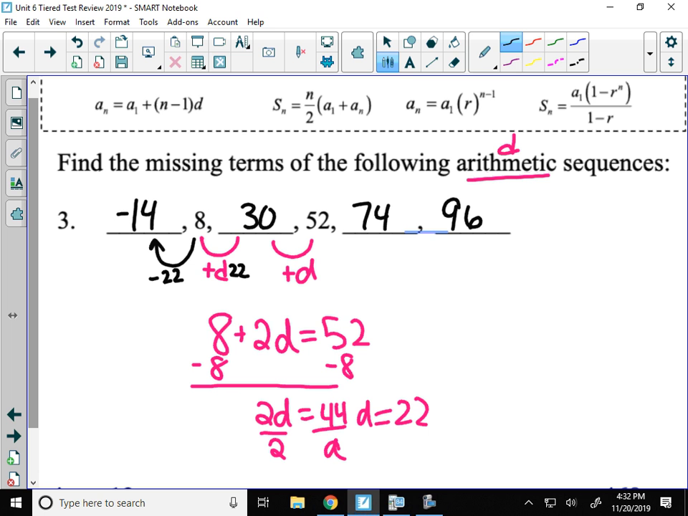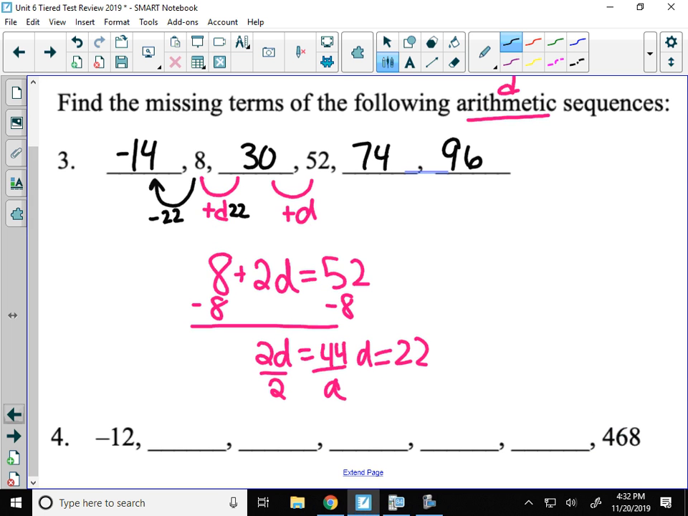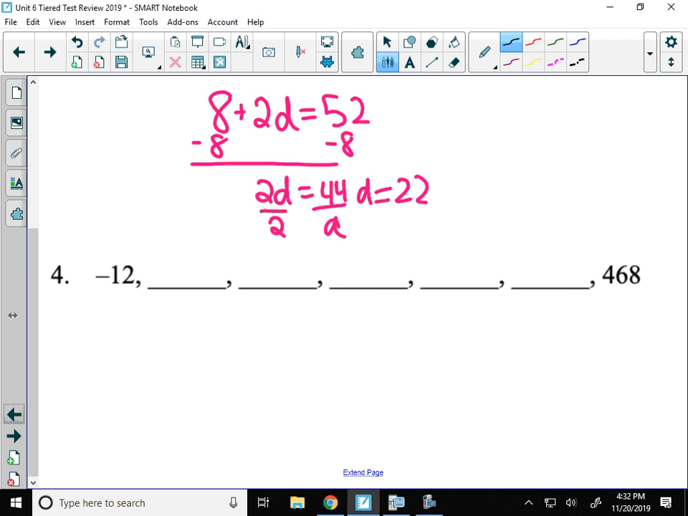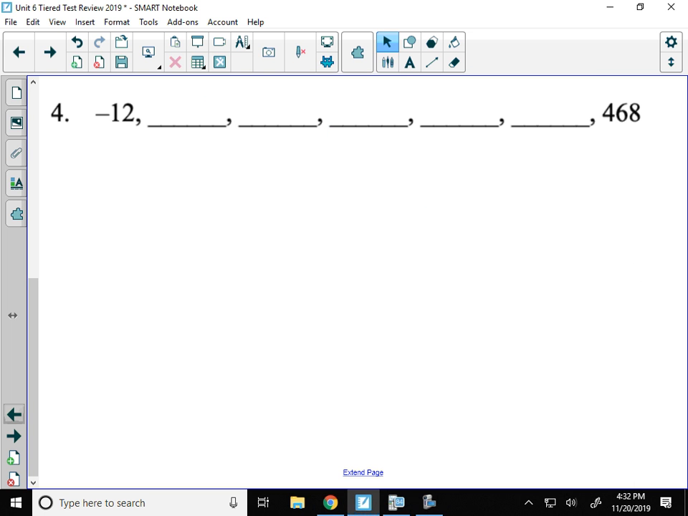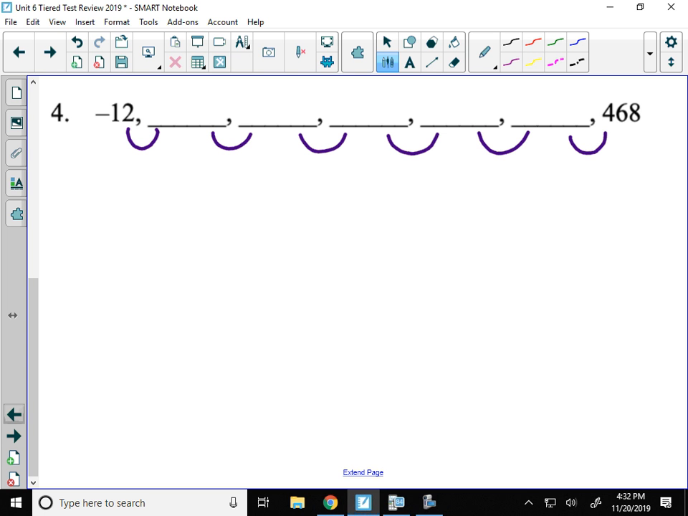And that's 3. So now that you know how to do it, if you need help on number 4, try it on your own, but then come back and see if you need help on number 4. So I'm going to do the same thing here. Now I have a term here. I'm going to add the common difference. 1, 2, 3, 4, 5, 6 times to negative 12 to get me to 468.